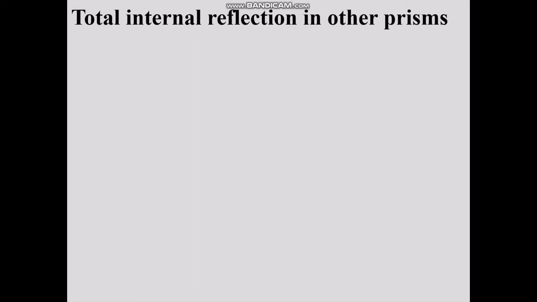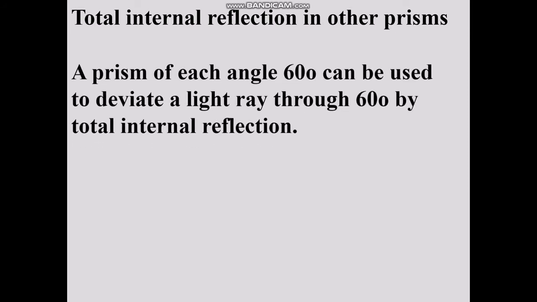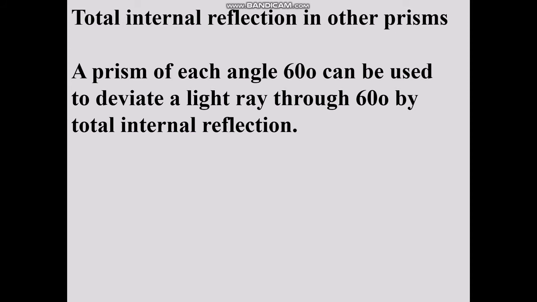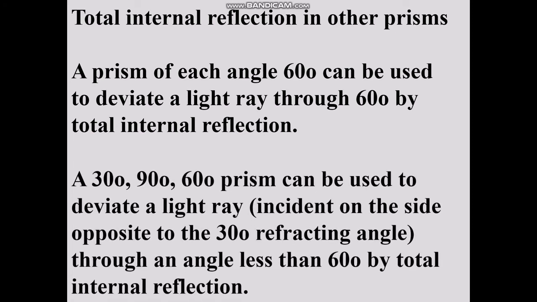Total internal reflection in other prisms. A prism with each angle 60° can be used to deviate a light through 60° by total internal reflection. A 30°, 90°, 60° prism: that means a prism having angles 90, 30, 60 can be used to deviate a light ray incident on the side opposite to the 30° refracting angle through an angle less than 60° by total internal reflection.